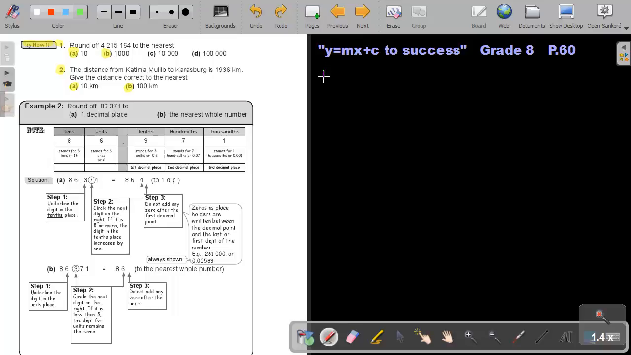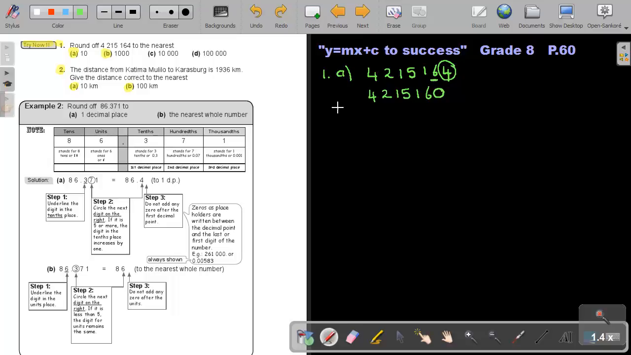Okay, number 1, A. Round off this number: 4215164, and we're going to round it to the nearest 10. Now remember, this is the unit, and this is the nearest 10. So I underline this, and I circle this. If this is less than 5, then this one will stay the same. So it will be 4215160. But remember, there's the comma, so I have to write a 0 in that position.